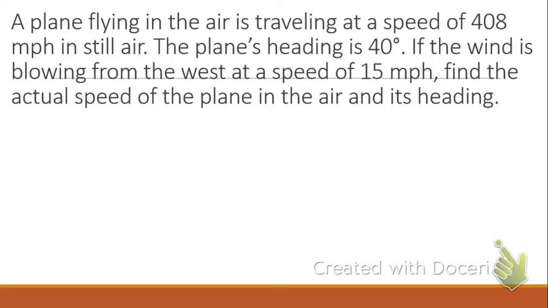So for question number 5, it says a plane is in the air traveling at a speed of 408 miles per hour in still air. The plane's heading is 40 degrees. If the wind is blowing from the west at a speed of 15 miles per hour, find the actual speed of the plane in the air and its heading. All right, so we need to figure out our plane, and we need to add that to the wind, and that's going to tell us the actual speed.